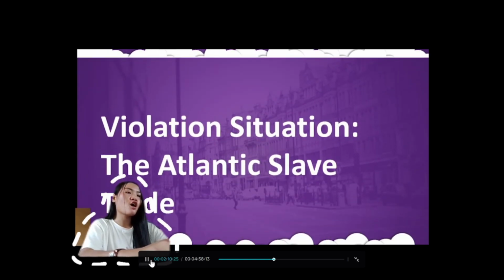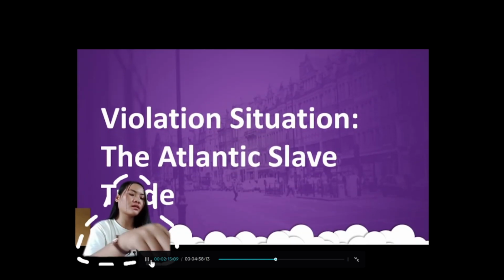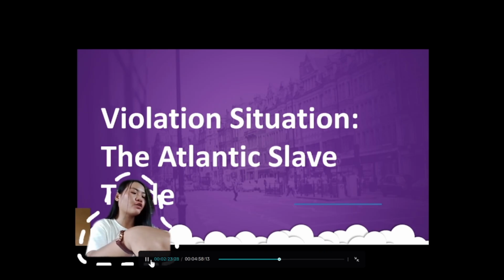Violation situation: the Atlantic slave trade. To illustrate a massive violation of Article 4, we turn to the transatlantic slave trade, which took place from the 16th to the 19th centuries.